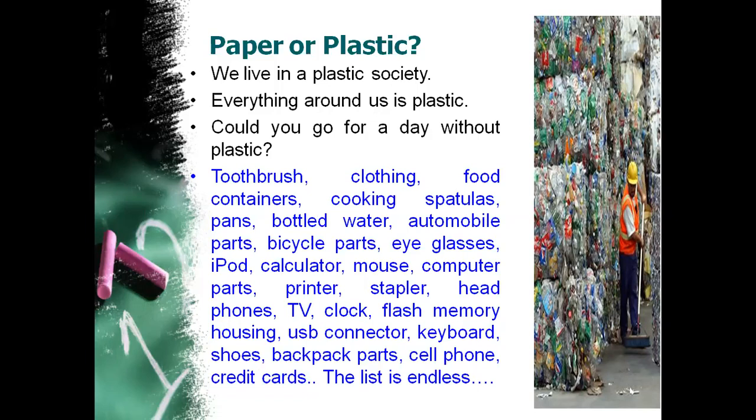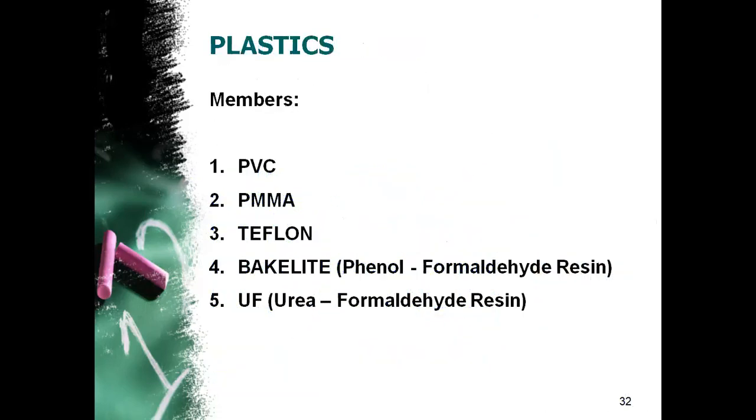Due to their low cost, ease of manufacturing, the plastics are used in making variety of products, right from paper clips to spacecraft. They have substituted the traditional materials like wood, stone, metal, glass, ceramics, etc. Let's check out few important plastics covered in our syllabus, and they are PVC, PMMA, Teflon, Bakelite, urea formaldehyde resin.